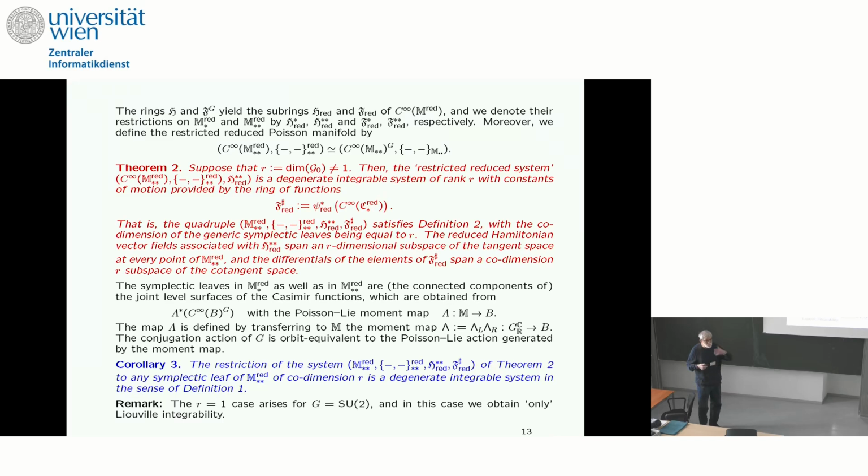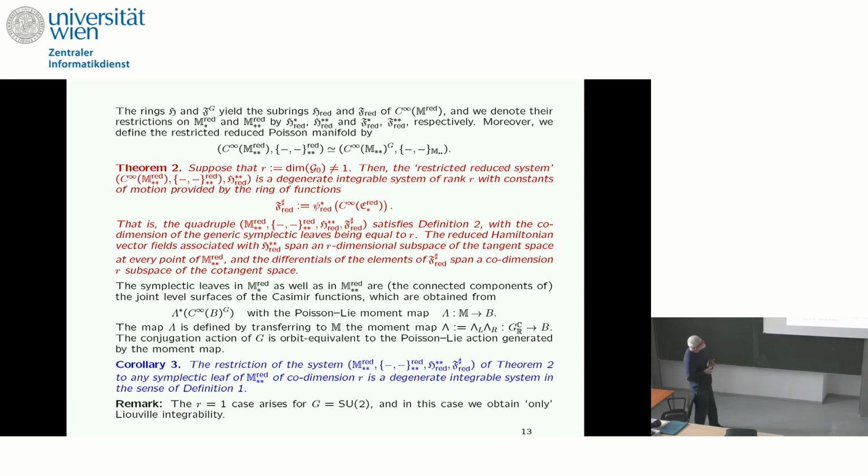So restricted to this dense open subset of the principal orbit type, and the Poisson bracket there, and then there are the original Hamiltonians, which were invariant functions restricted there. And then I call this F sharp, like yesterday, the functions which come from this reduced space of constants of motion. And then the claim is that this is a degenerate integrable system in the sense of the definition which I gave.